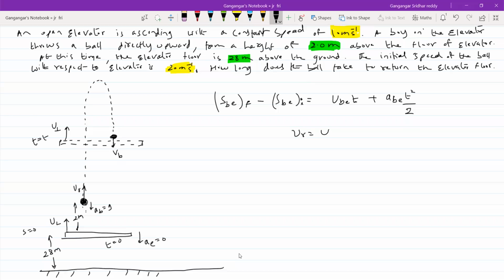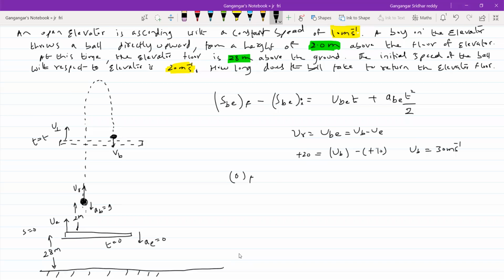Velocity of ball with respect to elevator equals UBE minus UE. So this velocity is given. How much is it with respect to the elevator? This will be plus 20. Velocity of ball we don't know. Velocity of elevator is how much? It is the elevator, UL; I'll write it with a lift symbol. Now, U is how much? 10 meters per second, right, plus 10. So velocity of ball is how much? 30 meters per second.